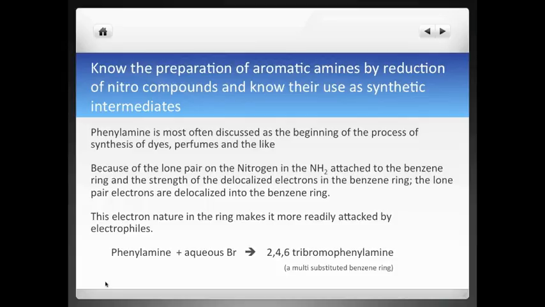And you can see if you add aqueous bromine, you get a triple substituted benzene ring with bromine.